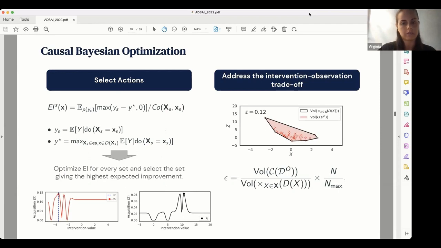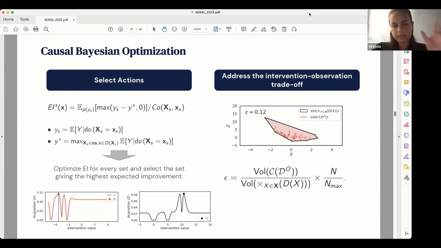And the idea now is to compute the expected improvement for every target causal effect, with respect to the optimal observed so far. So this is y star in the first equation on the left. And we rescale it by the cost of an intervention. And this is to account for the fact that if we have two interventions giving us the same type of expected value, we still want to explore the one that has a lower cost of intervention.